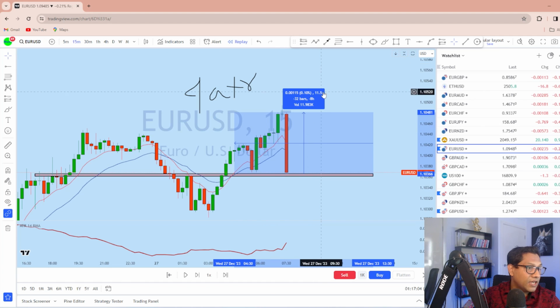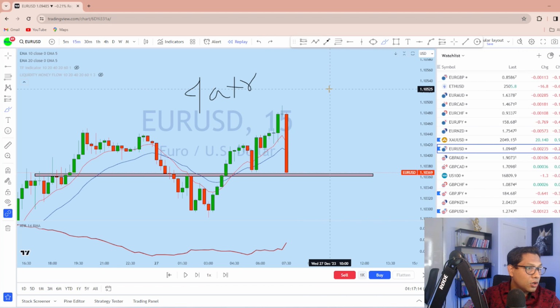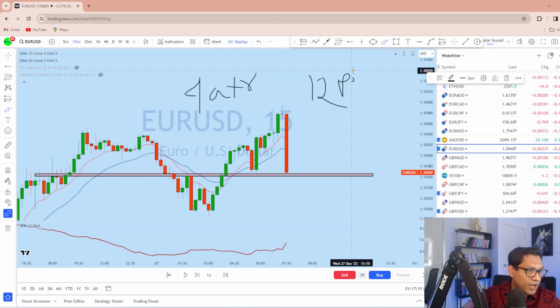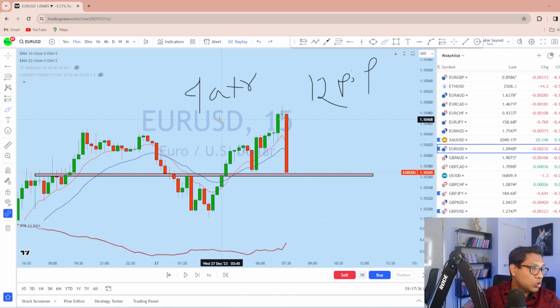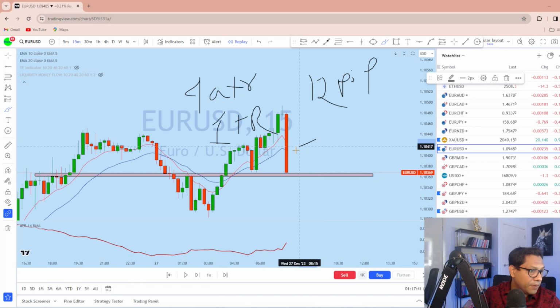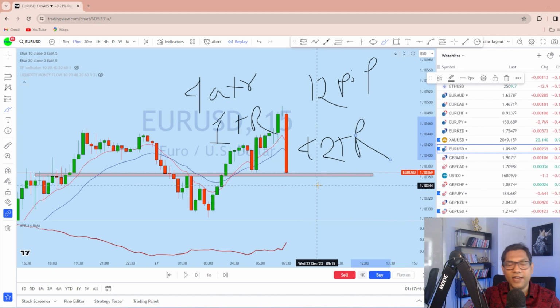So if it is 11 or 11.5 pip, that means this candle moved 12 pip. This candle moved 12 pip on this individual candle, which is more than 2 times the ATR. So if 4 pip is 1 ATR, then 8 pip will be 2 ATR. That means this candle has more than 2 ATR and it has hit a key level.